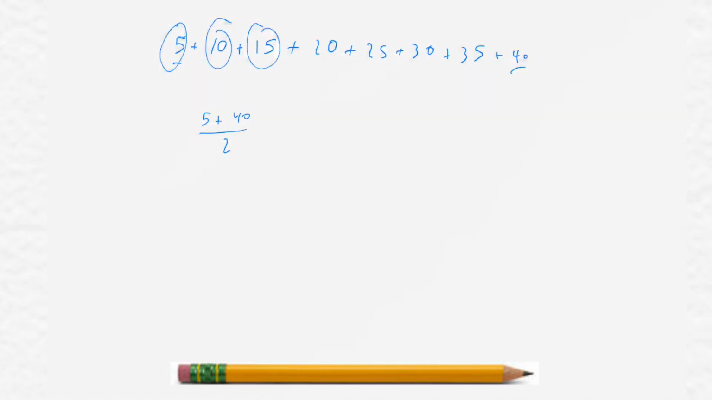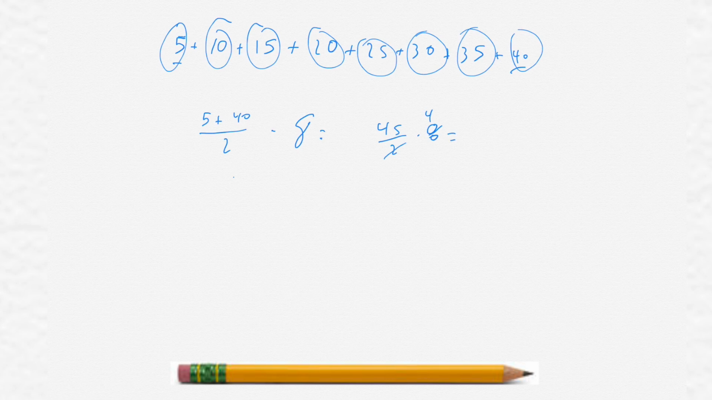And then how many numbers do we have? 1, 2, 3, 4, 5, 6, 7, 8. 8 numbers. So we take that, we multiply by 8. So we get 45 over 2 times 8. We could simplify that to 45 times 4, which is 180. So that is the sum of that sequence, 180. Let's keep doing it. Let's try this one.